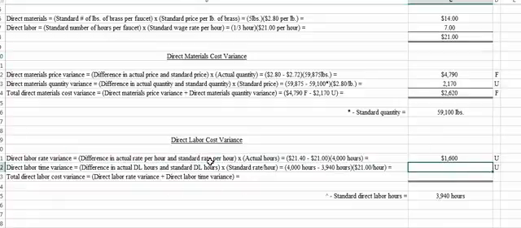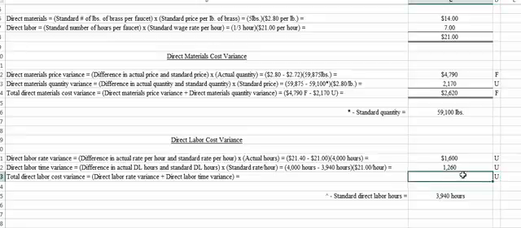Alright, so now let's bring that over here. So we're going to say it's equal to, what's our difference here? 60 hours. It's equal to 60 times 21, or $1,260. Okay, both of these are unfavorable, so our total variance is going to be unfavorable.